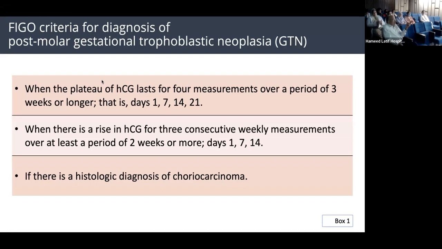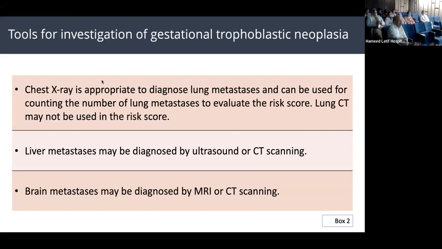Number two is when there is a rise in HCG for 3 consecutive weekly measurements after delivery or even ectopic pregnancy. And of course, if there is a histological diagnosis of choriocarcinoma.